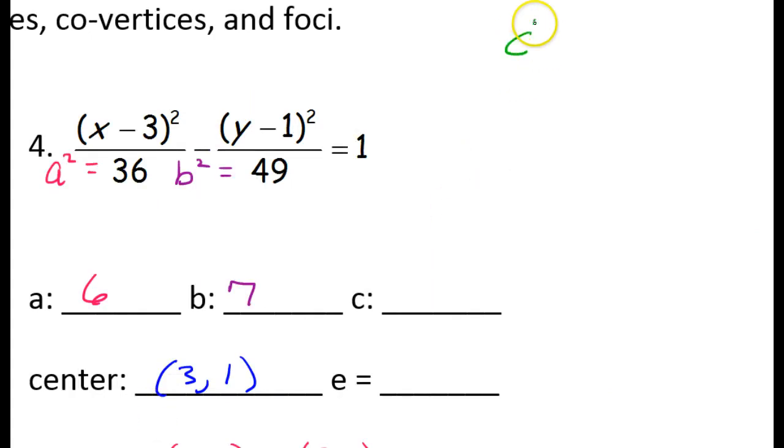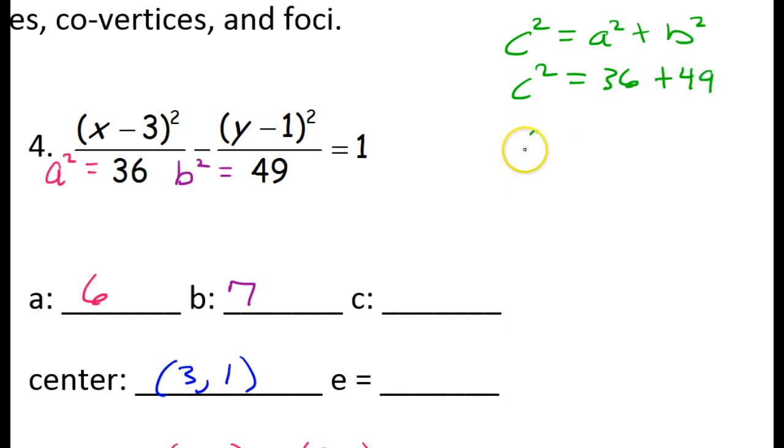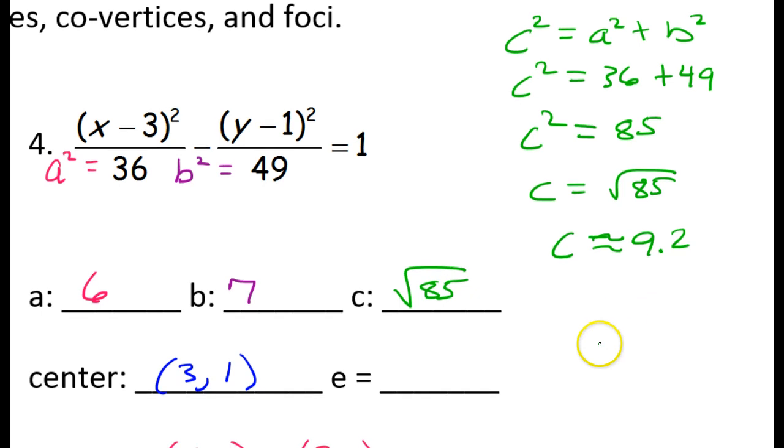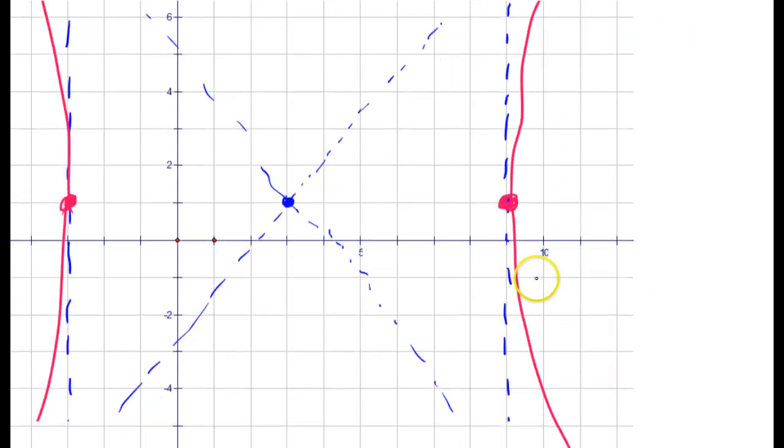We know that C squared is equal to A squared plus B squared for hyperbolas. So C squared will equal 36 plus 49. So C squared is equal to 85. So C is going to equal the square root of 85. And for graphing purposes, this is approximately 9.2. So let's go ahead and graph those foci.